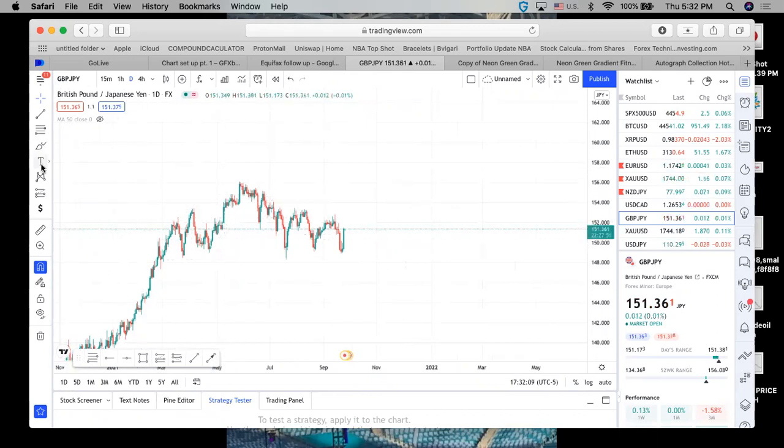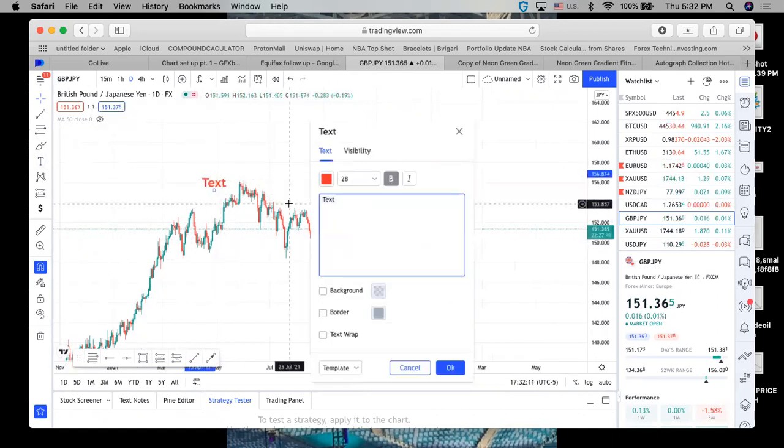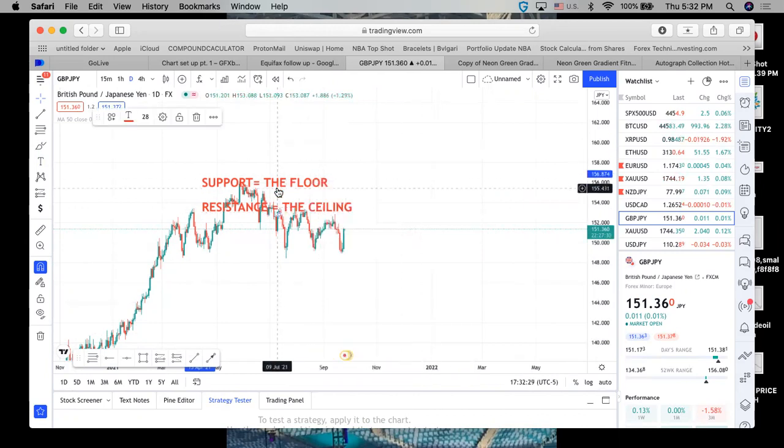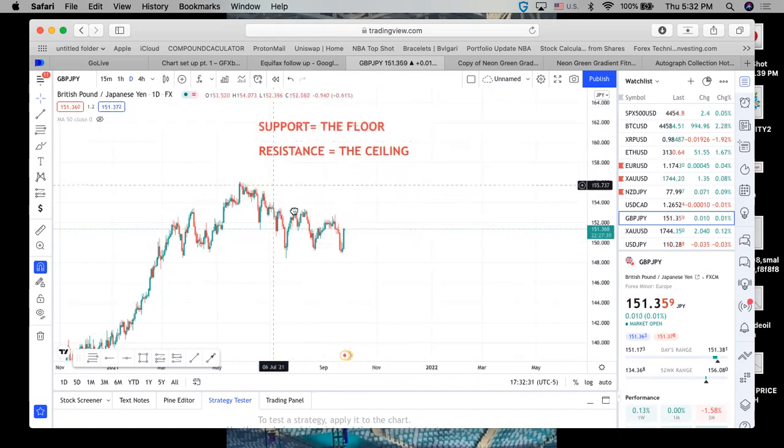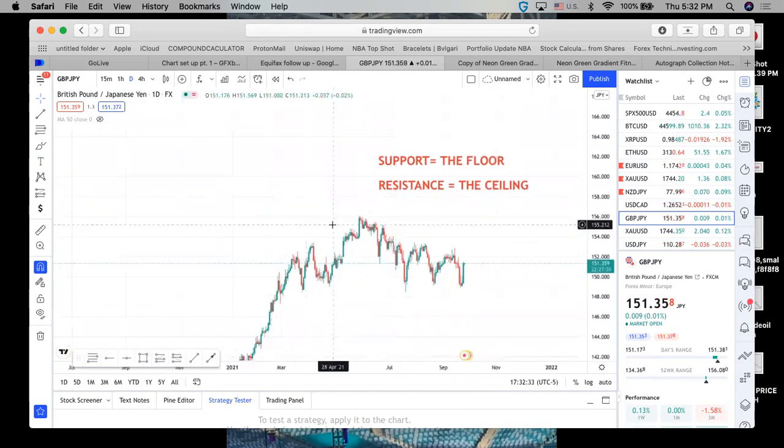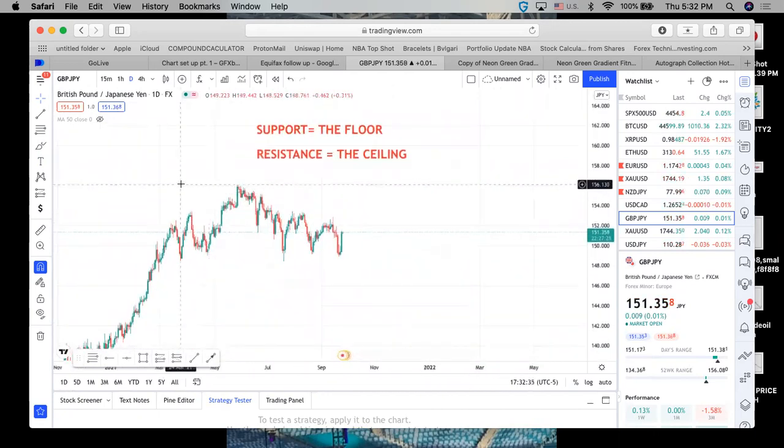So with support and resistance, okay, I want you to just remember this. Support equals the floor. Resistance equals the ceiling. Support equals the floor and resistance equals the ceiling, okay? And I want you guys to think about it exactly like that.